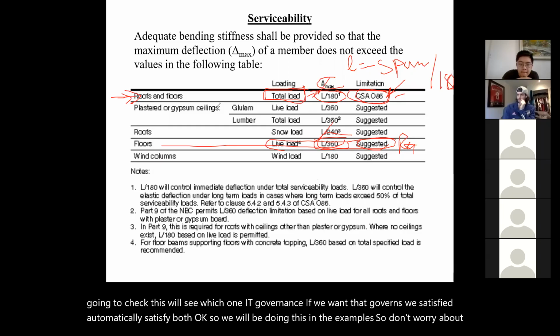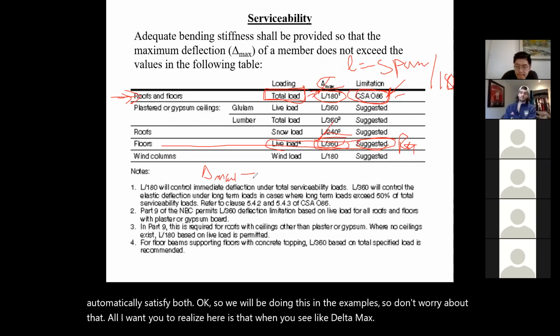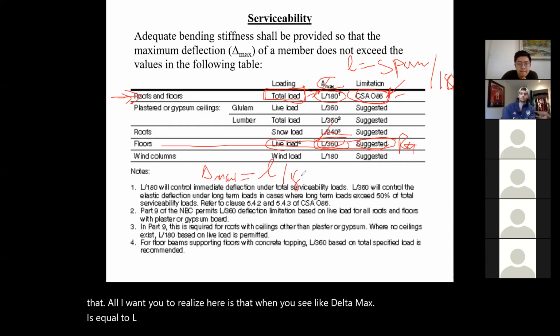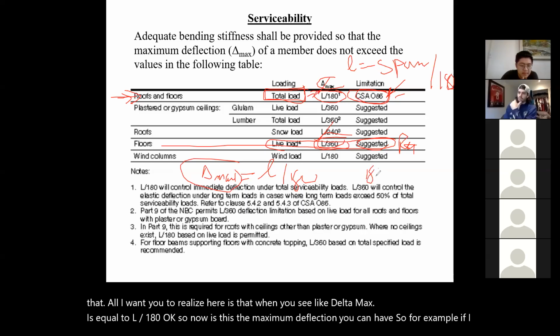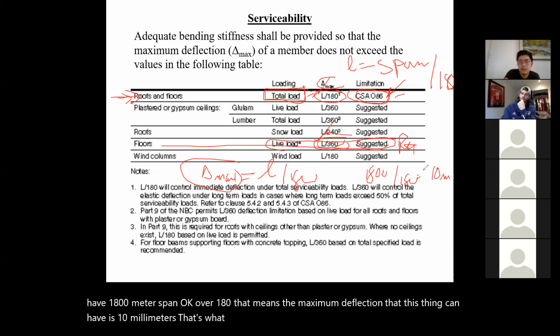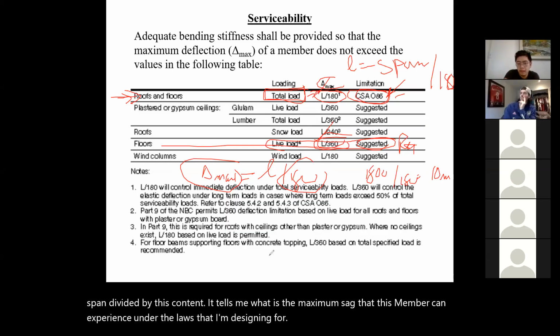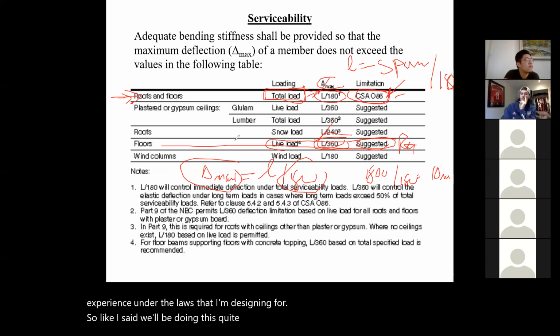All I want you to realize here is that when you see delta max equal to L over 180, in other words, this is the maximum deflection you can have. So for example, if I have a 1,800 millimeter span, over 180, that means the maximum deflection this thing can have is 10 millimeters. So I take the span divided by this constant, and it tells me the maximum sag this member can experience under the loads that I'm designing for. Like I said, we'll be doing this quite a bit, both for steel and for wood.